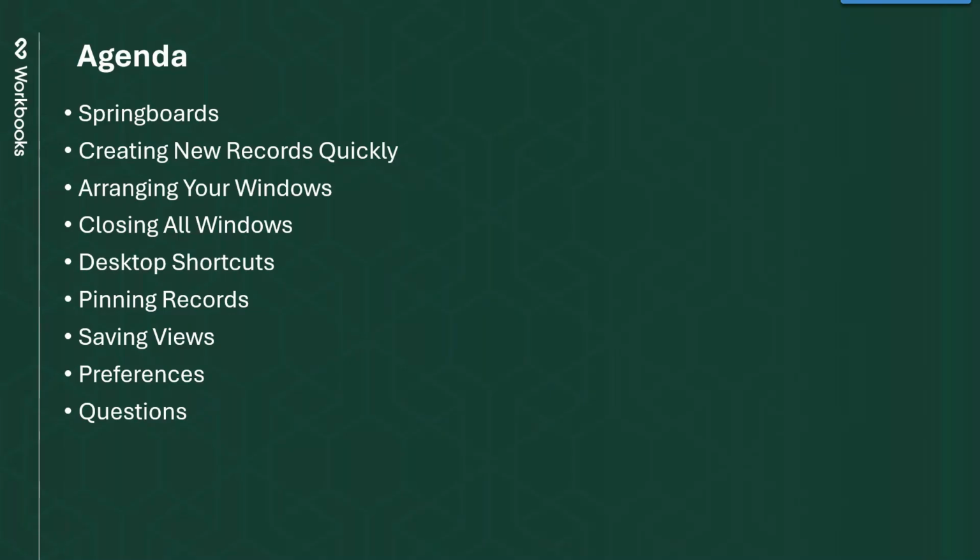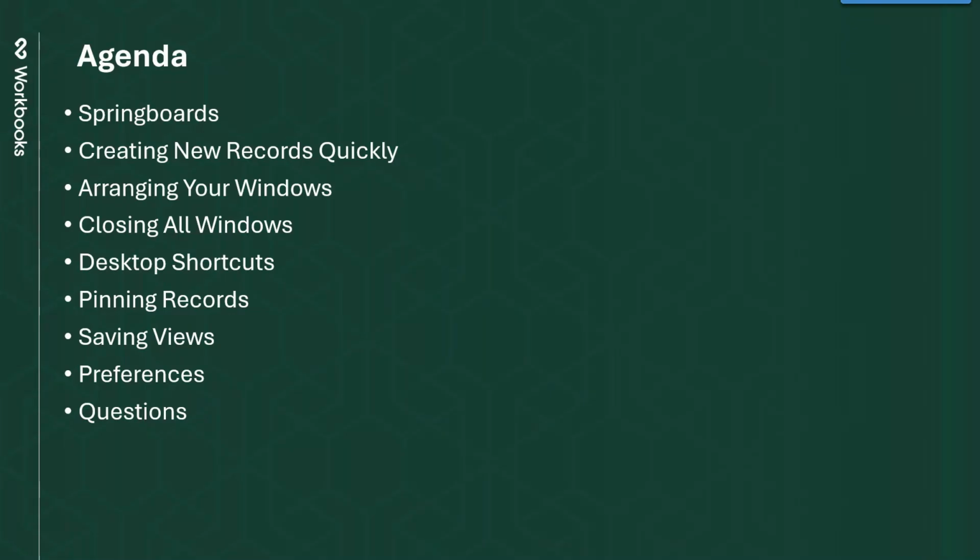We'll start with springboards. Some of you might have already be using springboards a lot, and some might not have switched them on at all. But by the end of the session, you should have a good idea of what they are and how springboards can help you work faster. We'll then look at different ways to create new records depending on where you are in Workbooks. If you're using springboards, you'll see how easy it is to create new records from there without having to move away.